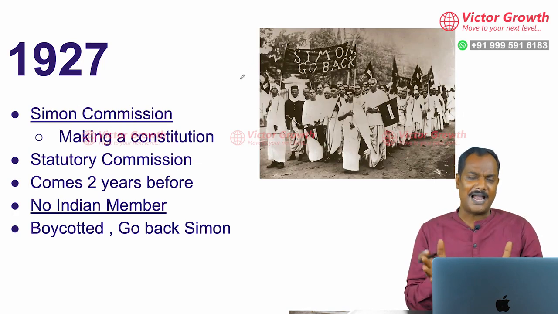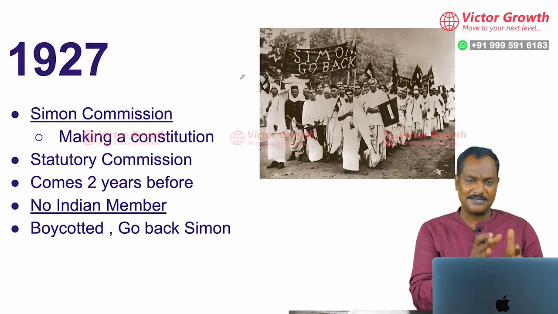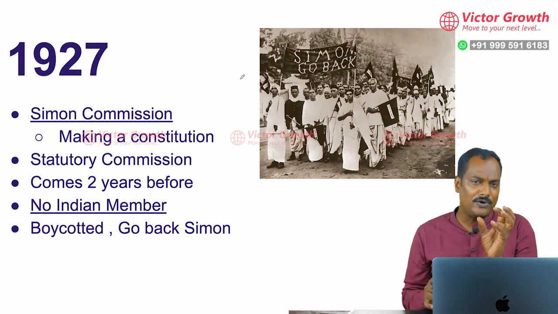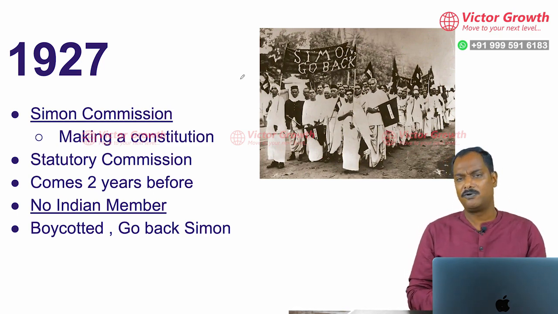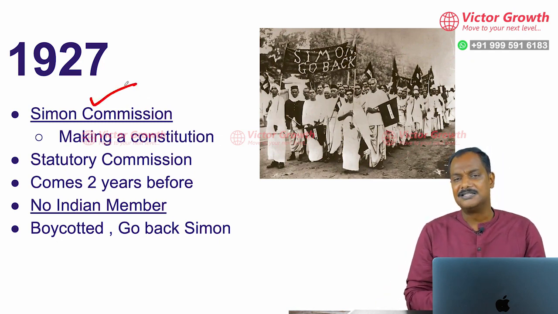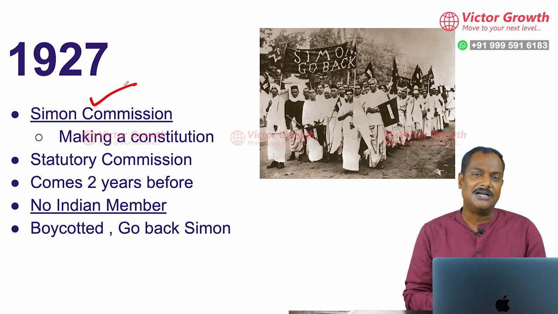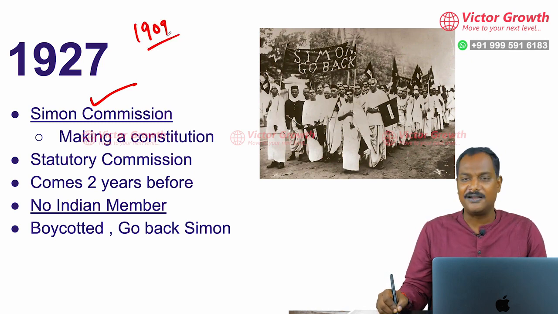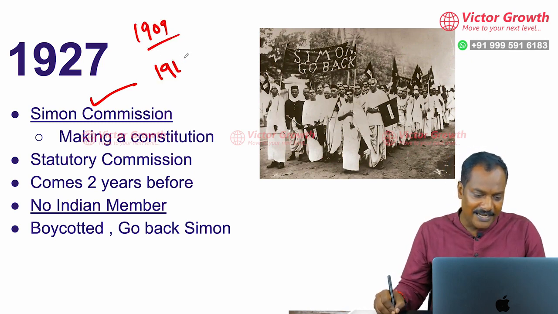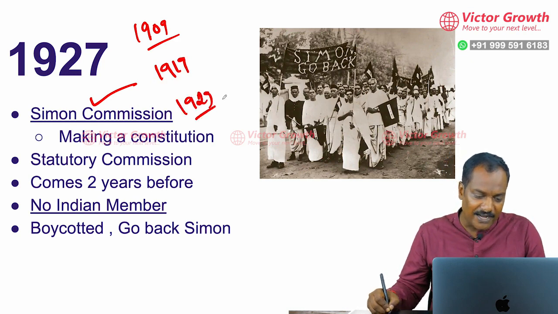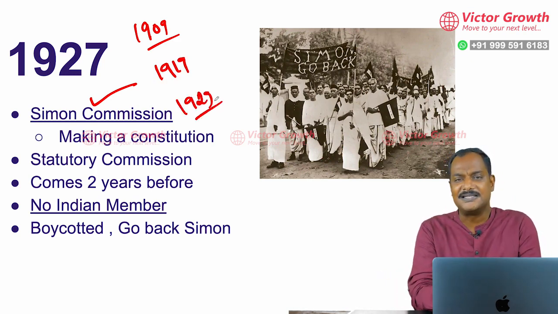So all these activities are happening, people are in the assembly protesting against the British, some people are doing social activities. But 1927 gave another opportunity to protest against the Britishers, in the form of the Simon Commission. The Simon Commission was appointed by the British 2 years before the expectation. You can recollect in 1909 we had the Morley-Minto reform, and in 1919 the Montagu-Chelmsford reform. So the next reform should come in 1929. But in 1927 itself, the Simon Commission is here to make a constitution for India.